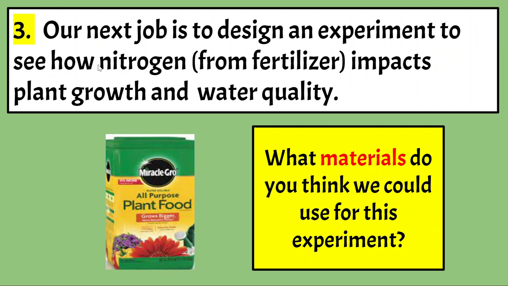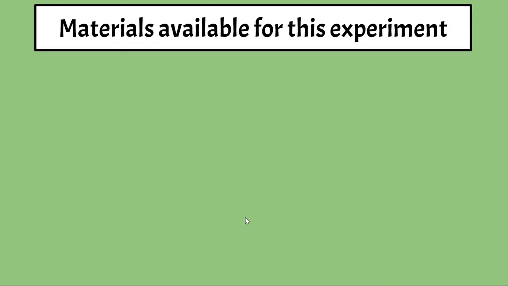Then Station 3, our next job is to design an experiment to see how nitrogen, which you get from fertilizer, impacts plant growth and water quality. Okay, if I want to do an experiment, what materials might I need? So remember, you want to make sure you try to answer this yourself first, then check your work.